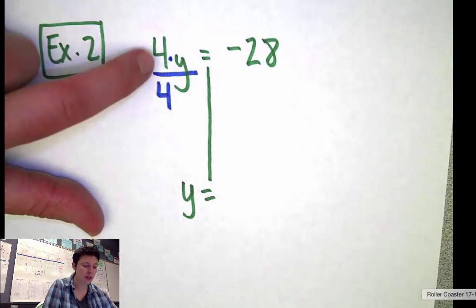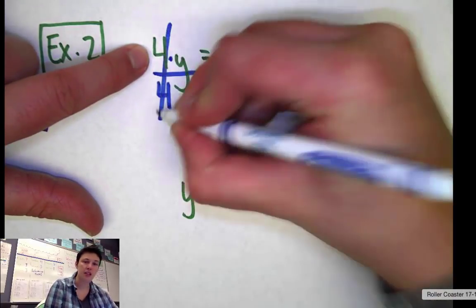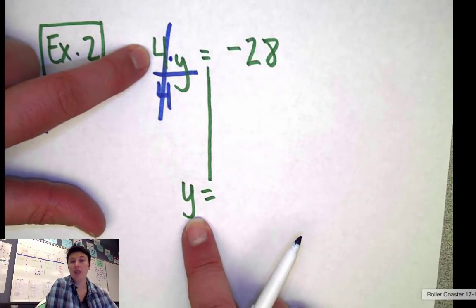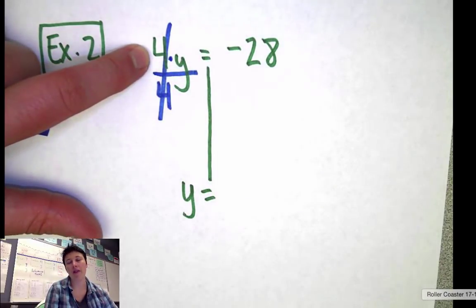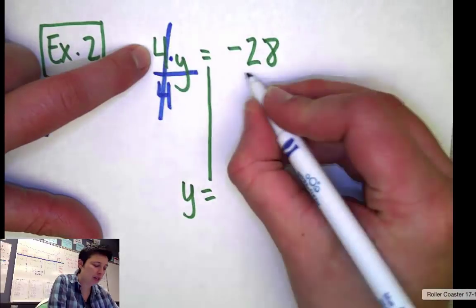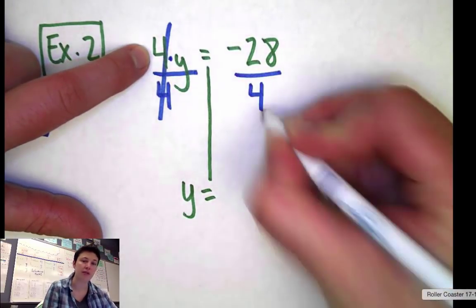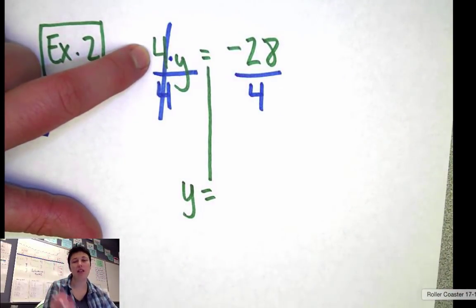4 divided by 4 is 1. Gets me just a 1y. It gets me to what I want. But I can't do that on the left unless I do that on the right. I have to equally do this to both sides. So over here, I also have to divide by 4. Then I have to know what 28 divided by 4 is.